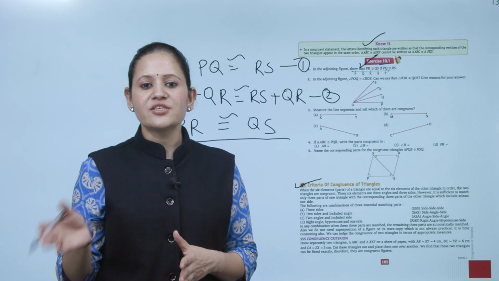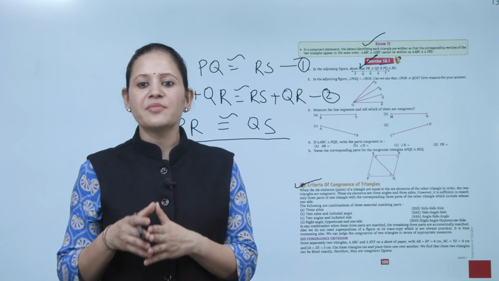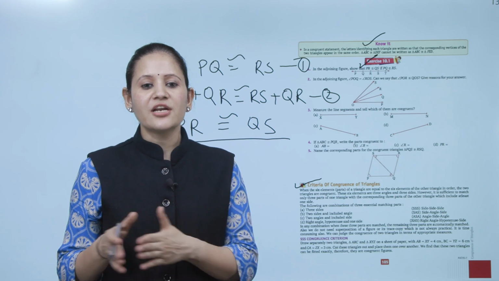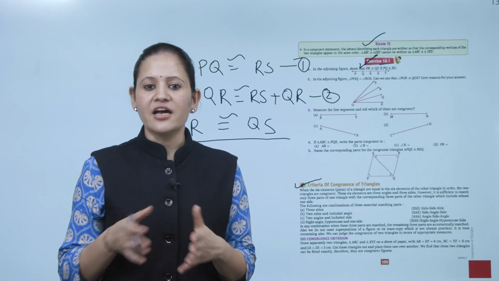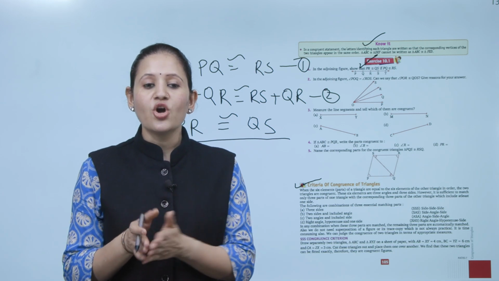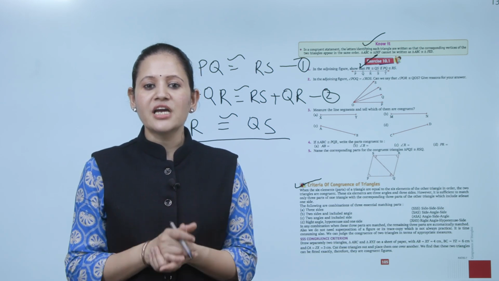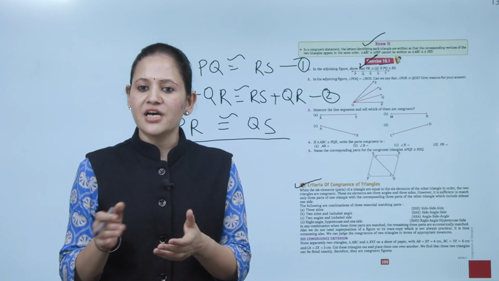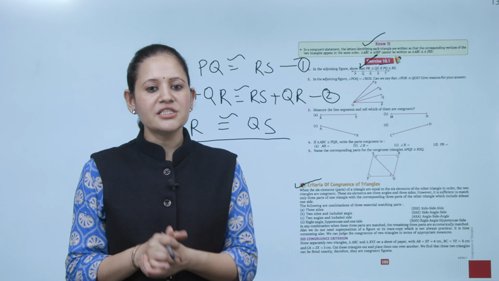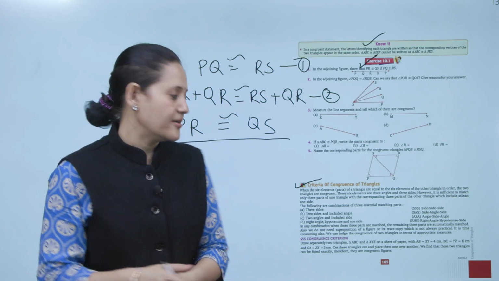Next is criteria of the congruence of triangles. When the 6 elements of a triangle are equal to the 6 elements of the other triangle in order, the two triangles are congruent. These 6 elements are 3 angles and 3 sides. However, it is sufficient to match only 3 parts of one triangle to the corresponding 3 parts of the other triangle, which include at least one side. The following are the combinations of 3 essential matching parts.